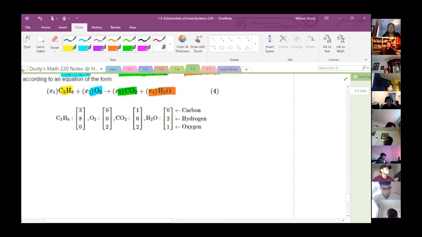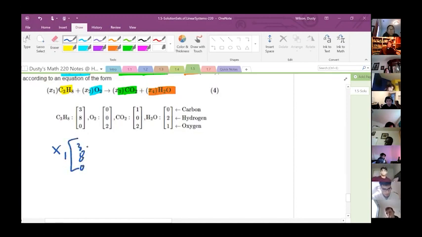And so if we were to think about this from a math perspective, we're saying that if you have x1 of 3 8 0, here the 3 is representing the number of carbons, the 8 is representing the number of hydrogens, and the 0 is representing the number of oxygens.